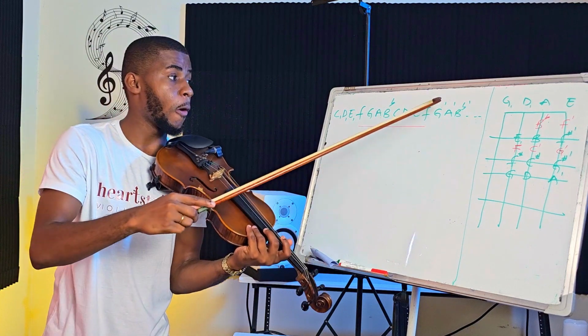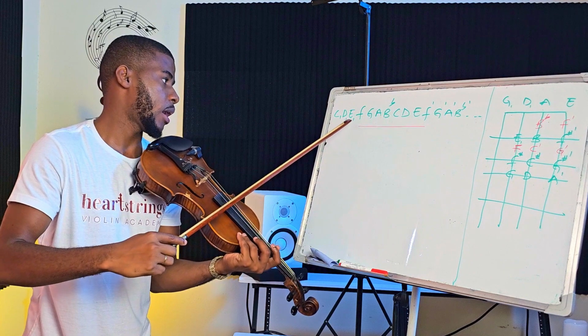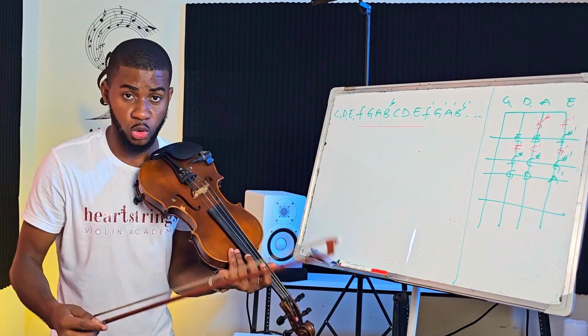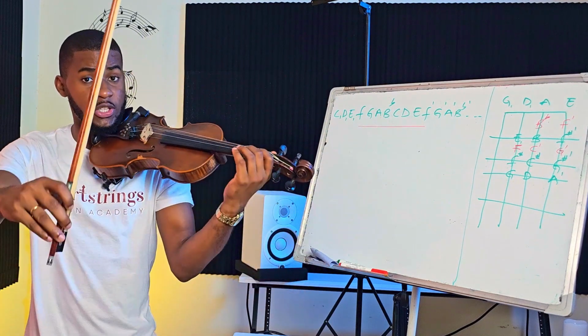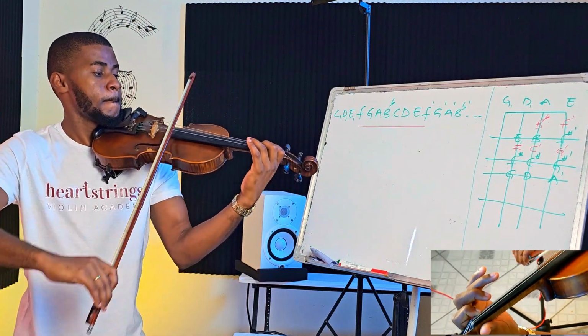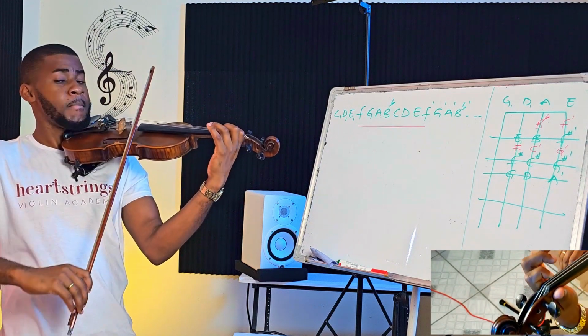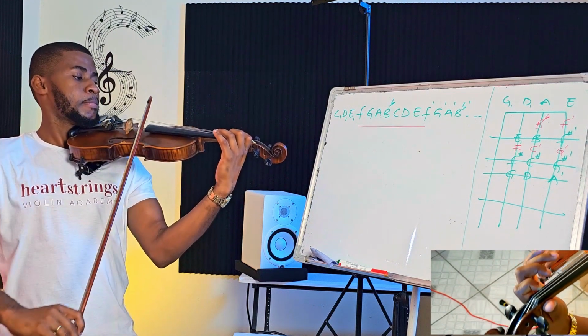If we're to go further up, we're going to put apostrophes to them to show that these are the higher notes. If we're to go back down, you're going to have commas to show that those are the lower notes. So F major scale, let's do that together. And we do that backwards.